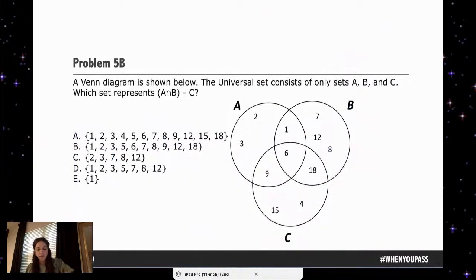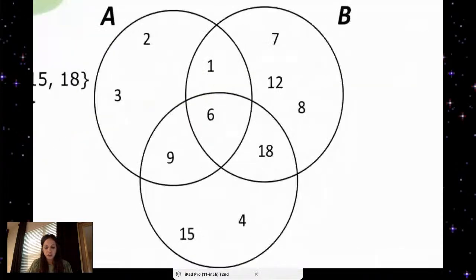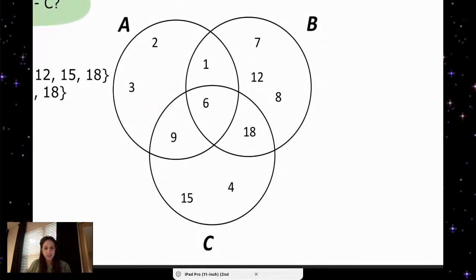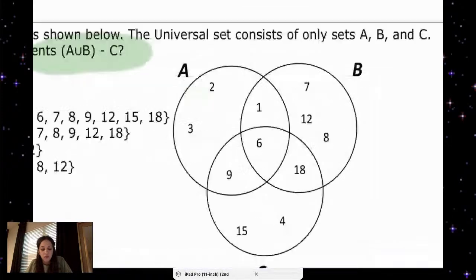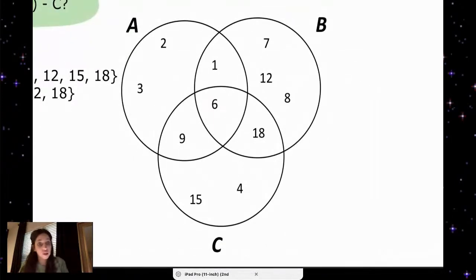All right, more Venn diagram problems. The Venn diagram is shown below. The universal set consists of only A, B, and C. Now, before I get into the middle school and high school notation of this, I want everyone to just look at this Venn diagram, and I'm going to call out some random questions, and I want you to think about it, because I want to take this problem and really make it elementary for my elementary people.